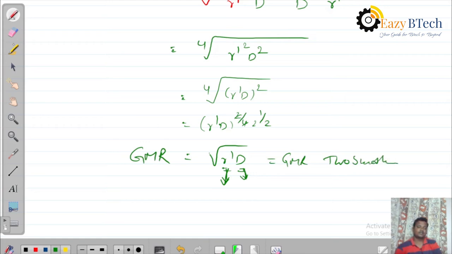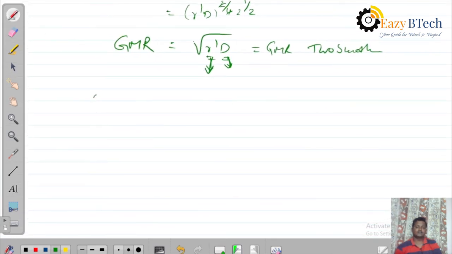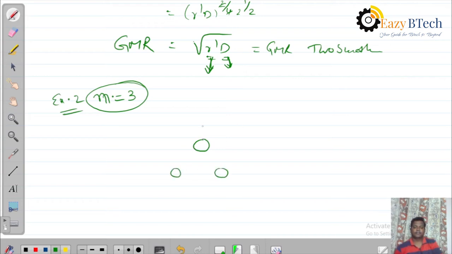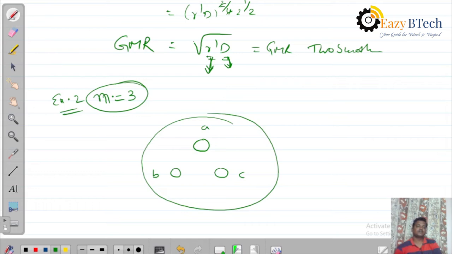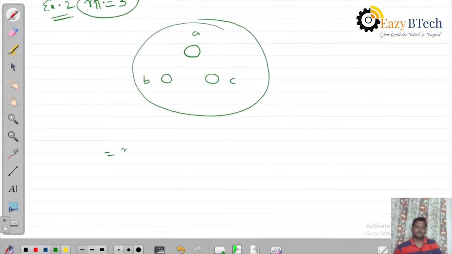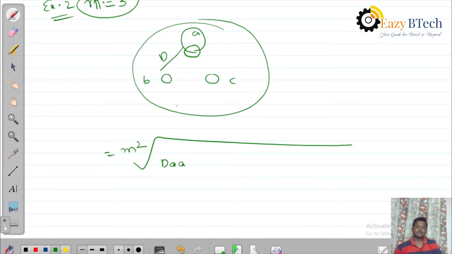Next, we will go for another example. If GMR is for 3 subconductors, that is 3 bundle conductors, this is example number 2. Suppose the conductors are A, B, C. How can we calculate GMR for this? Now the formula is M square root of the self distance DAA. Assume that the distance between A to B is D, B to C is also D, and C to A is also D. From A: A to A, A to B and A to C, DAC.